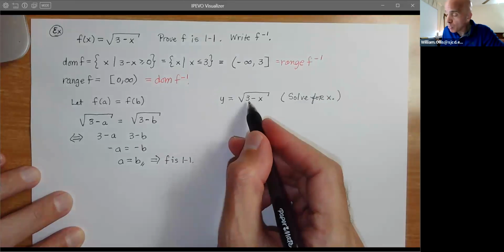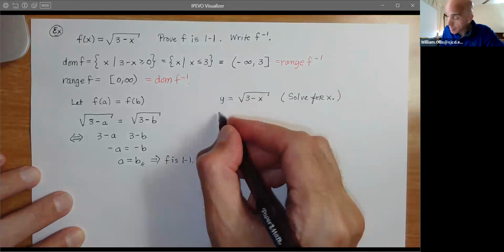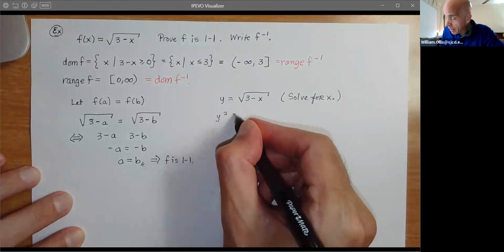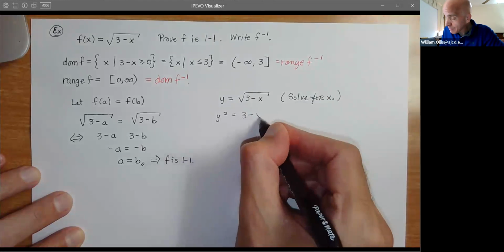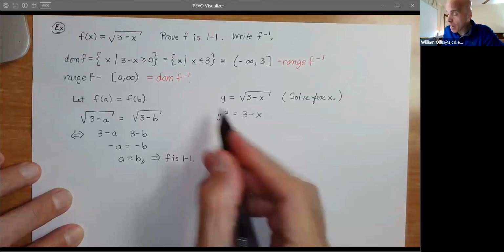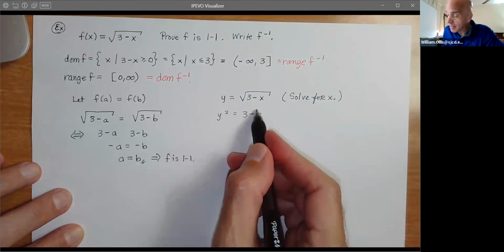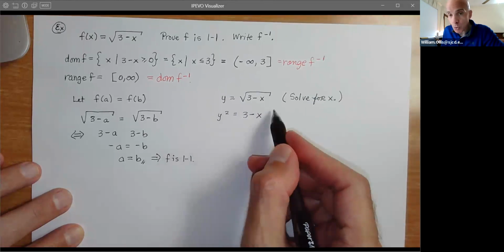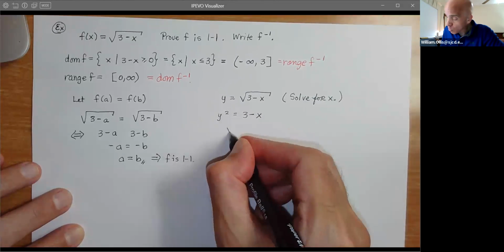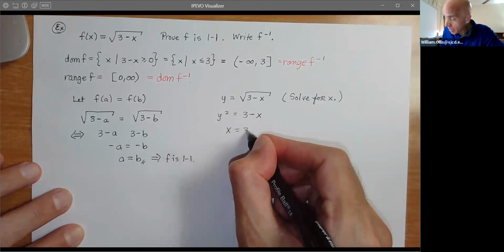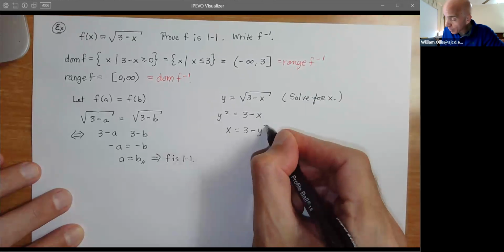So now in order to do that, we're going to need to square both sides. So y squared equals 3 minus x. And so now if we solve for x, we can take the x to the left and take the y squared over to the right. So this will be x equals 3 minus y squared.